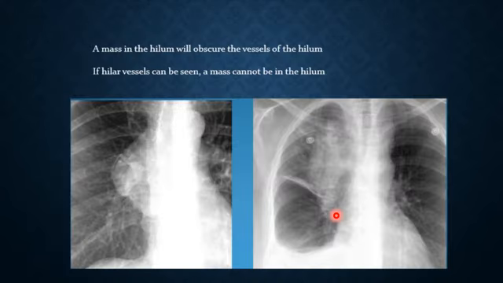So again, a mass in the hilum will obscure the vessels of the hilum. If the hilar vessels can be seen, the mass cannot be in the hilum. If you don't see them, then it is within the hilum. Like the difference between this one and this one. This one, you can see them. This one, you cannot see the vessels within the hilum.